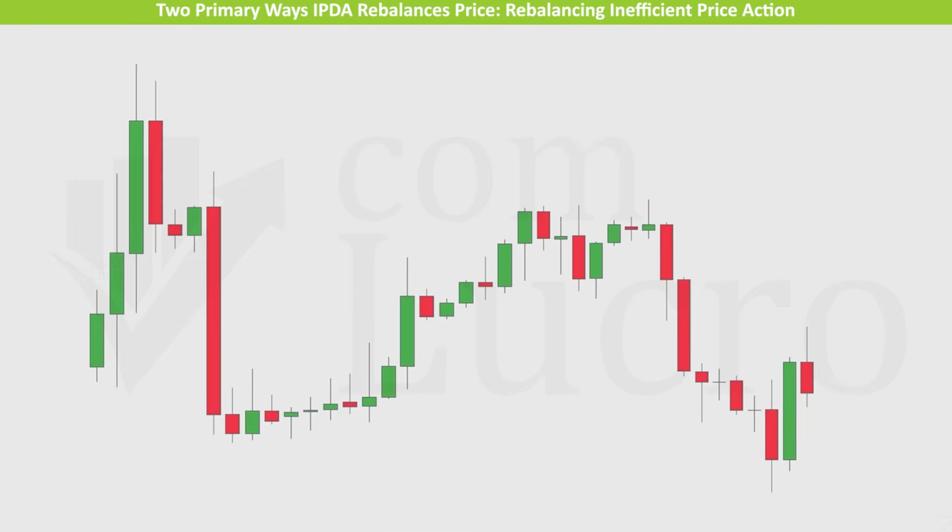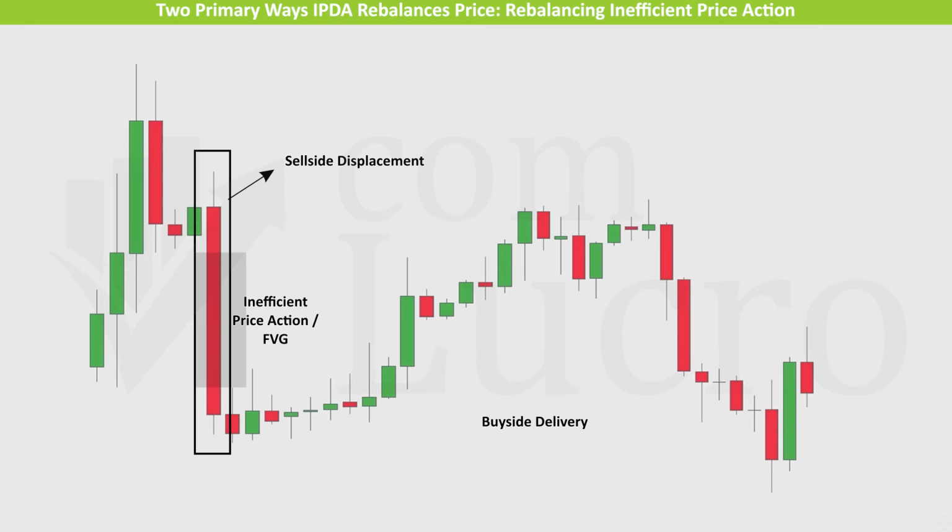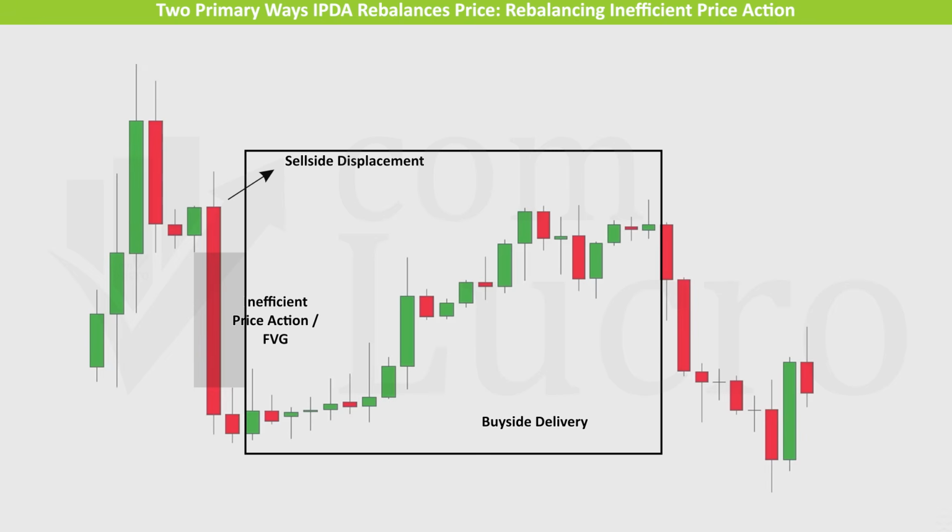The first way that IPDA operates is by rebalancing inefficient price action. In this example, we can see inefficient movement created by this large bearish candle. Because there were not enough buy orders in that specific area and at that moment, the price dropped with strong sell-side momentum and provided no buy-side delivery. This behavior is known as sell-side price displacement. To correct this, IPDA later provides buy-side delivery to fill and rebalance that sell-side inefficiency.